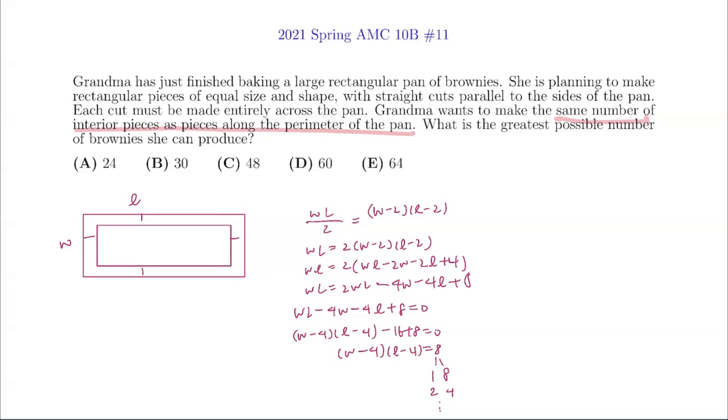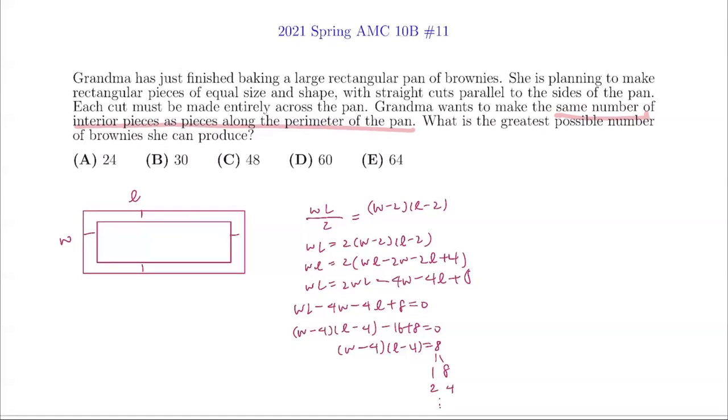So since we have our 1 and 8, 2 and 4 cases, we realize that when this is 1 and this is 8, W is going to equal 5 and L is going to equal 12. And then when W minus 4 is 2 and L minus 4 is 4, then we have that W is equal to 6 and L is equal to 8. So these are our two conditions.